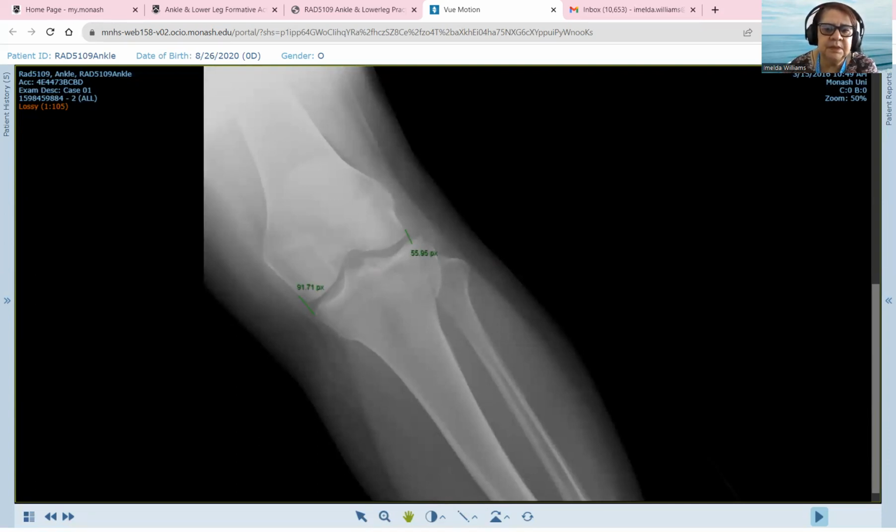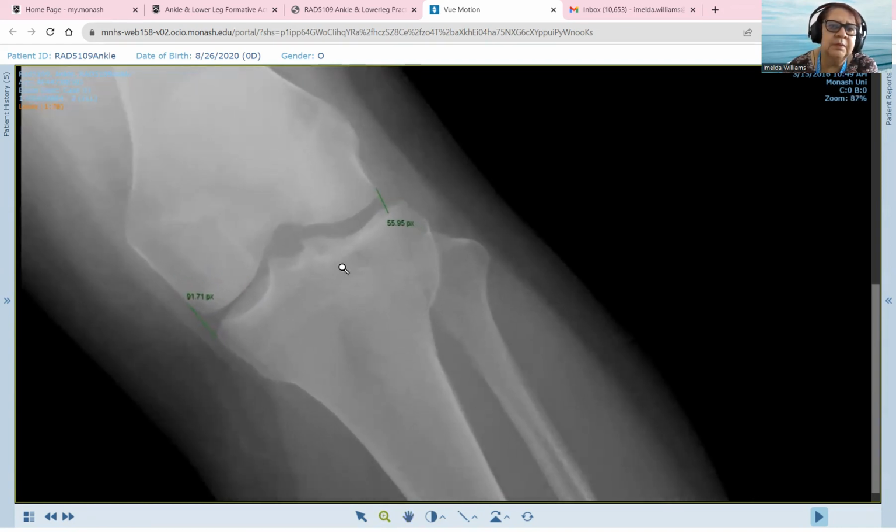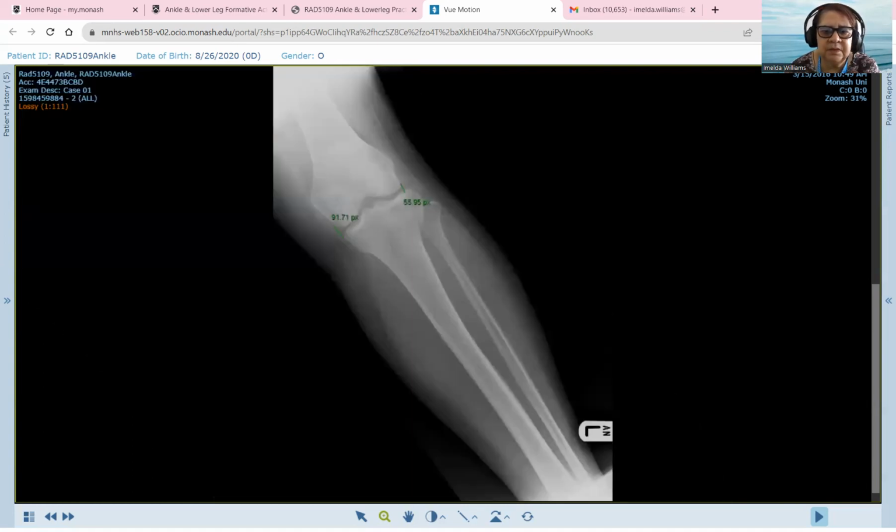plateau. So if we zoom in further, we'll be able to see these lucencies around the lateral tibial plateau. In terms of the femoral head, very difficult to see if that has been affected. And let's just get rid of all the measurements.